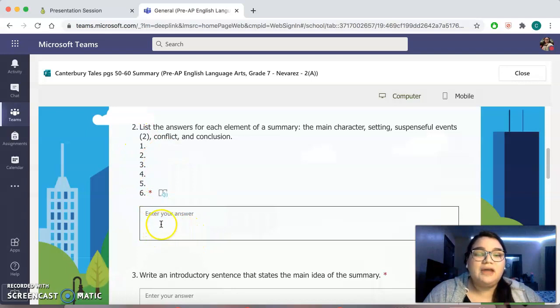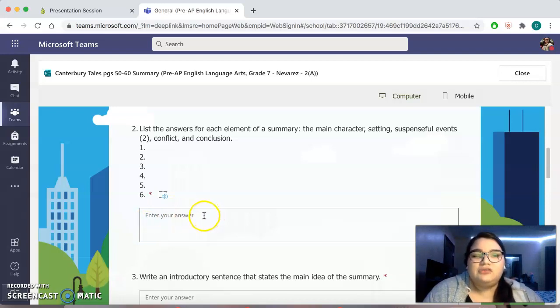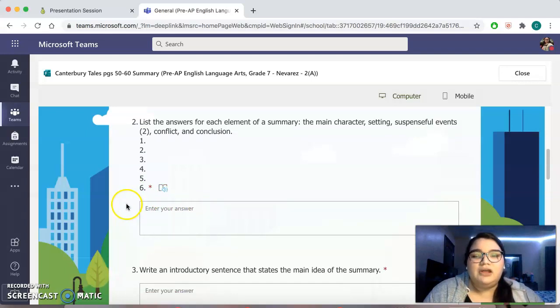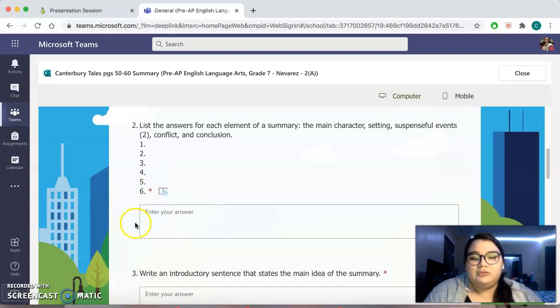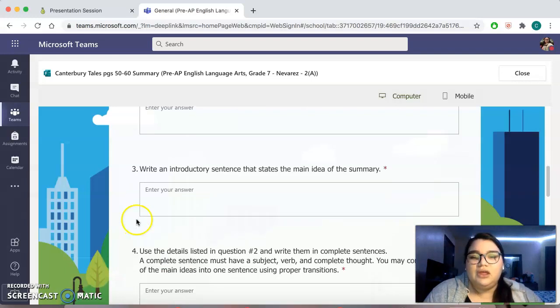Again, number 2 doesn't have to be complete sentences. It could be phrases, or maybe an idea or a main idea that you might have. It doesn't have to be a sentence. But as long as you write down your main events, that's what you will complete in number 2. When we look at number 3, it says write an introductory sentence that states the main idea of the summary. So what you're going to do is come up with the sentence.